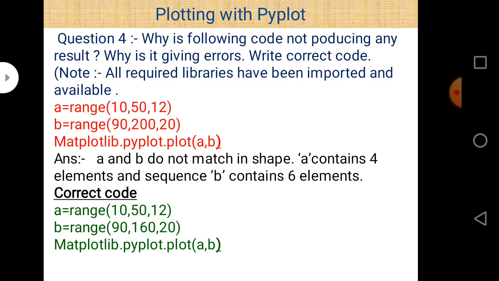Now question number 4, why does the following code not produce any result? The given code that is mentioned with red color is not executed at all, so why is it giving errors? Write correct code. There are basically two parts of this question. First, we have to find the error, and second, we have to write correct code. Note all required libraries have been imported and are available.